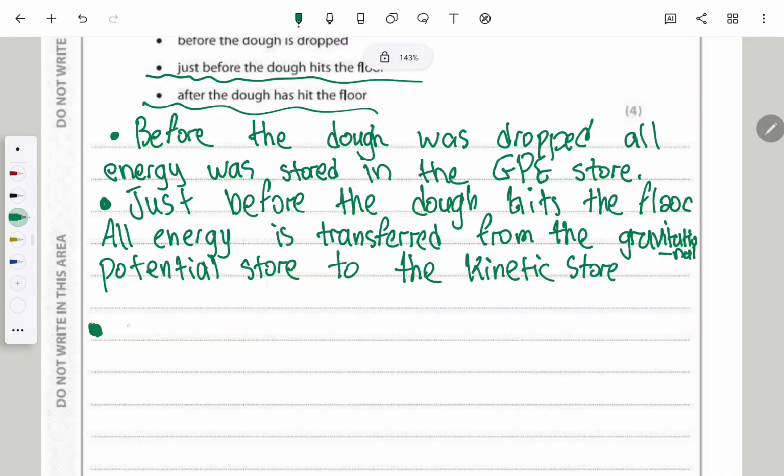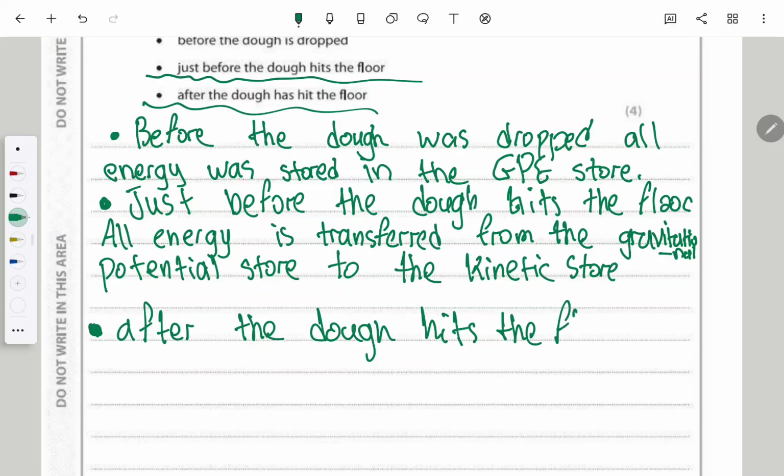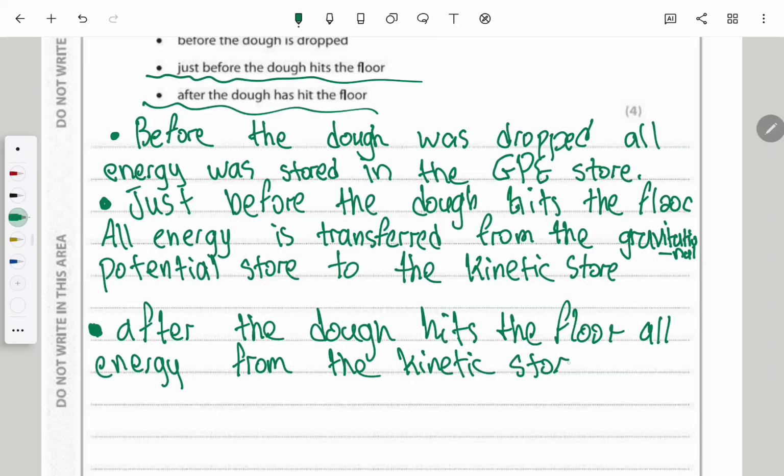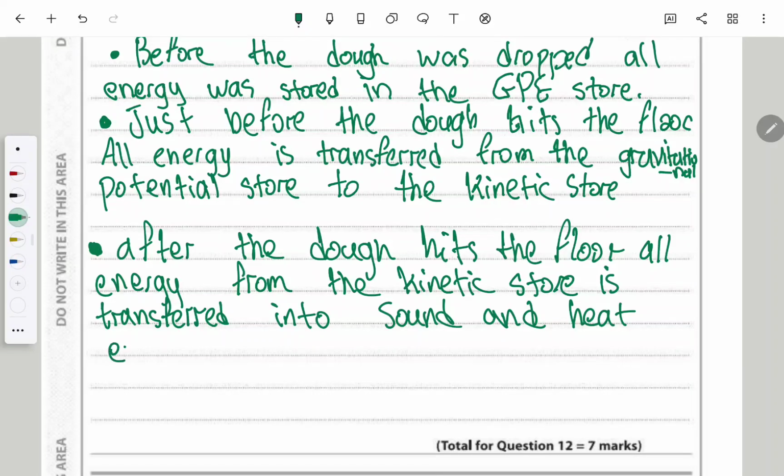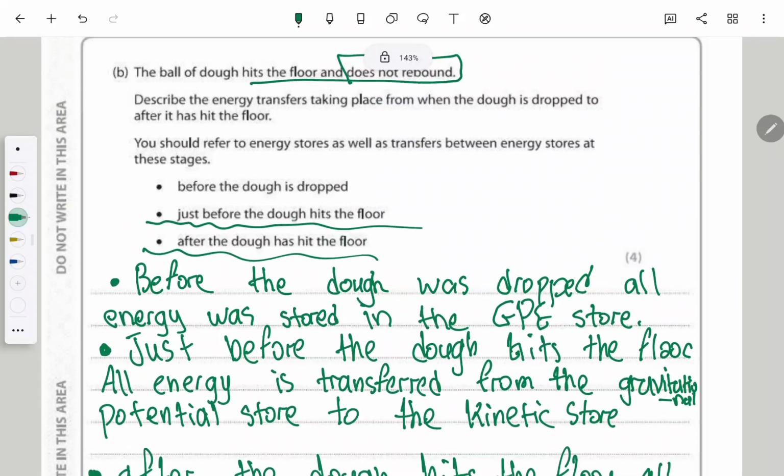So after the dough hits the floor, all energy from the kinetic store, because that's what it was before, is transferred into sound and heat energy. And this is a full explanation of the scenario.